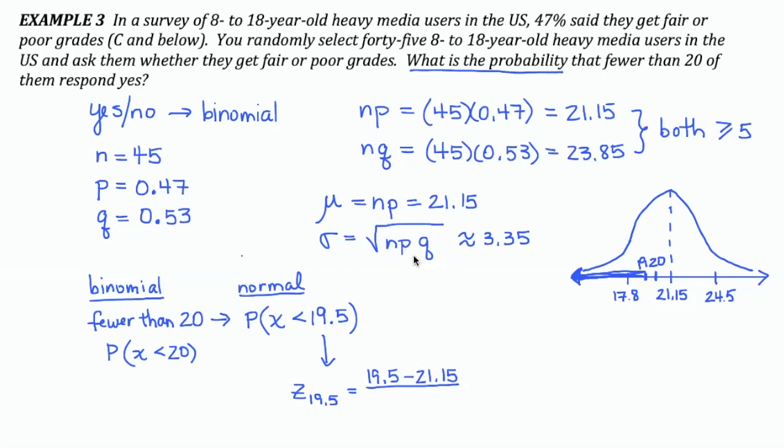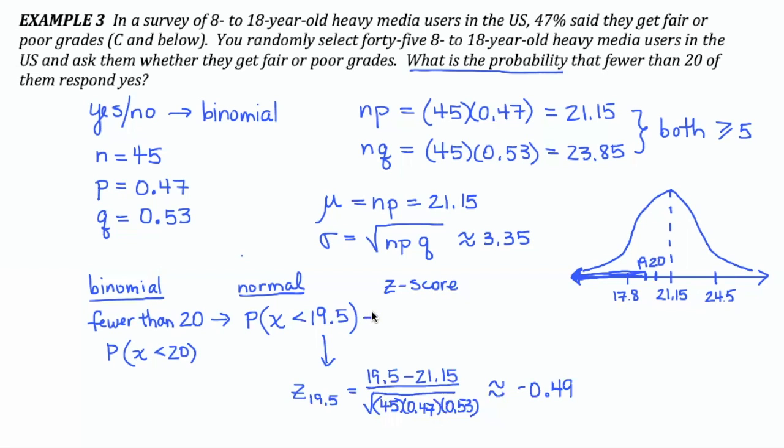And with the standard deviation, again, do not use the rounded 3.35. You always want to take your original calculation, which was the square root of 45 times 0.47 times 0.53. Again, don't use rounded values. And you will get approximately negative 0.49. Now, always round that to 2 decimal places because that's the number of decimal places in our standard normal table. I have calculated the z-score.